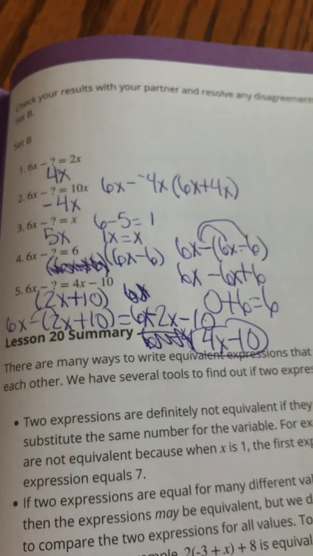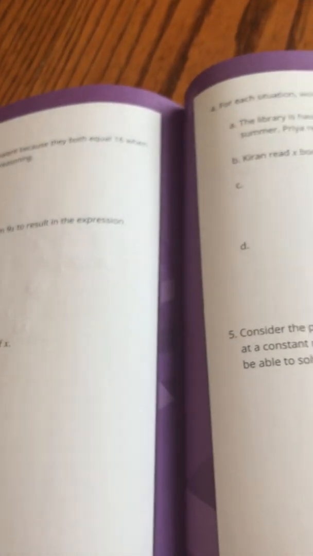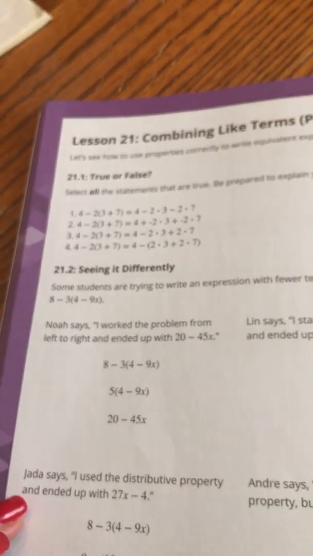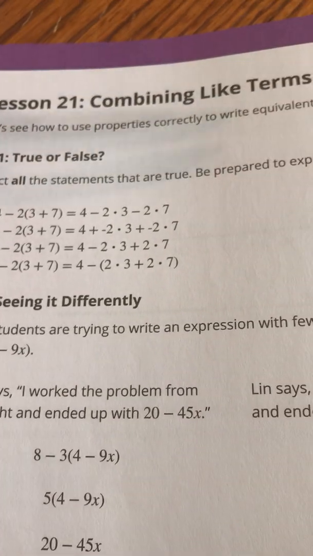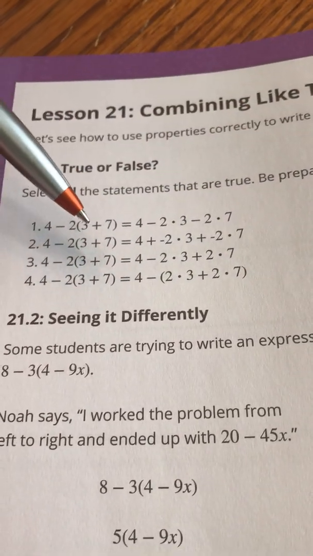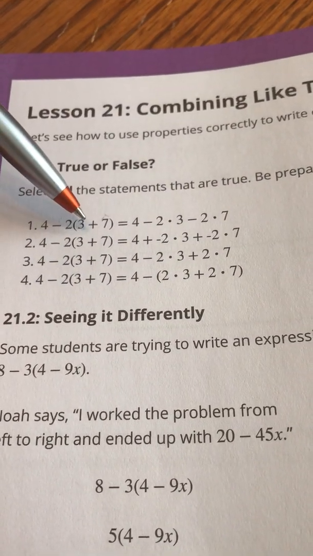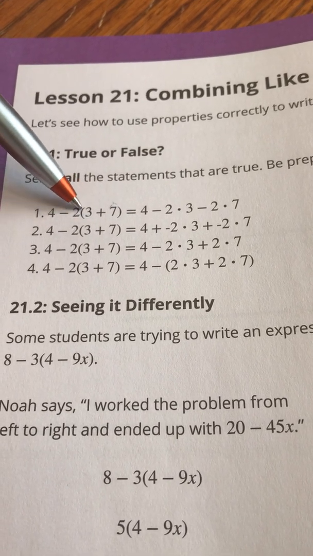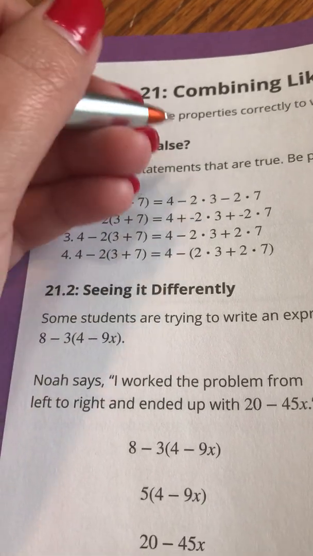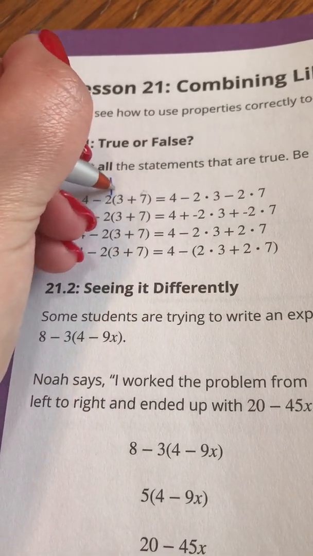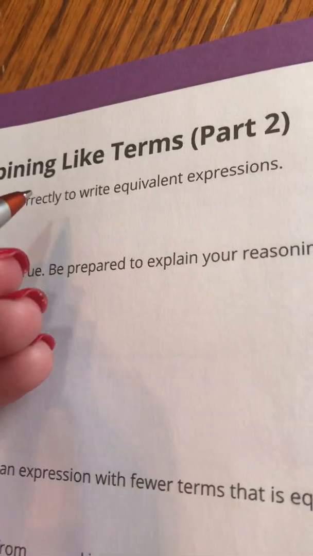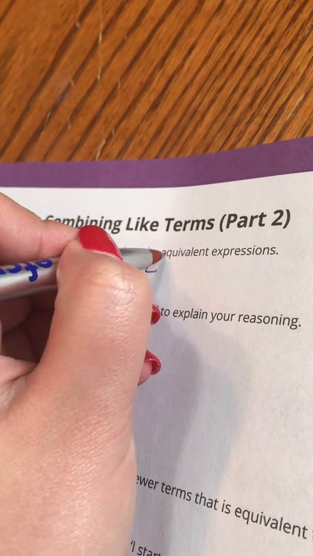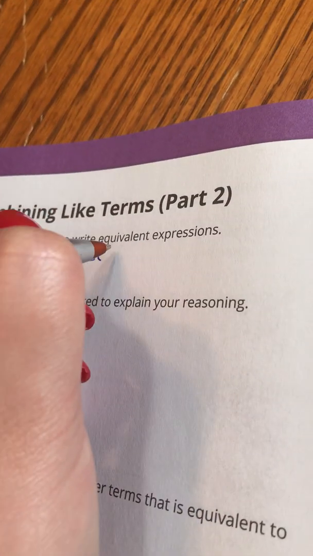So moving on to lesson 21. We have to select all the statements that are true, okay? So if I work this out, 3 plus 7 is 10, times 2 is 20, 4 minus 20 is negative 16. So all these are negative 16. So let me write that out for you. So I have 4 minus 2 times 3 plus 7.